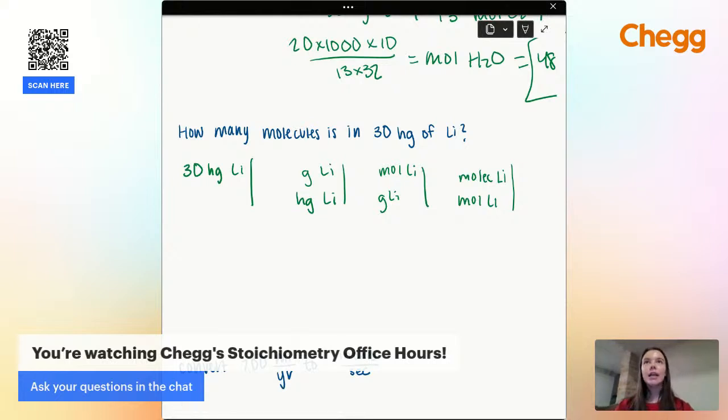And I just got that number from those prefix values. Hecto is 100. Centi is like 1/100. So 1 hectogram, 100 grams. Now I want to go from moles of lithium to grams of lithium.